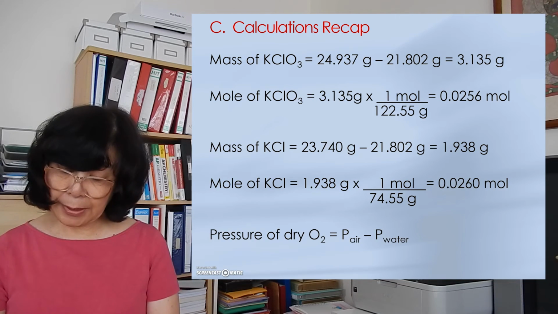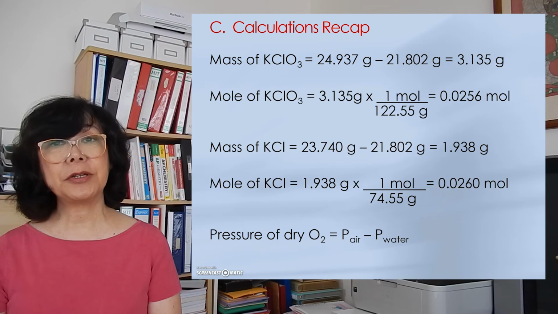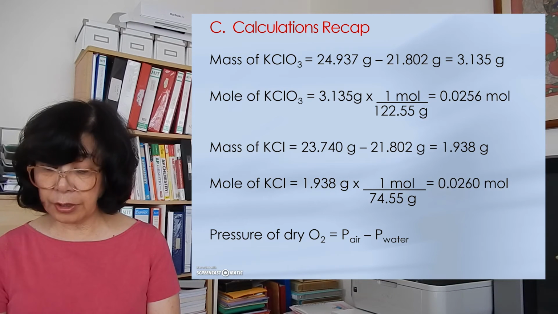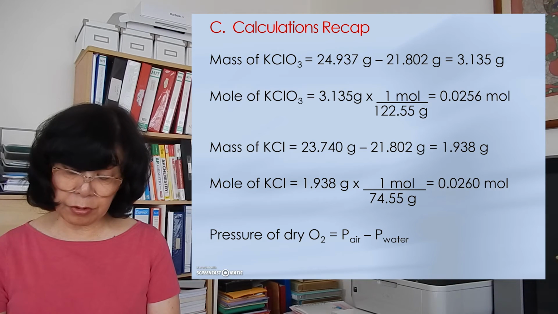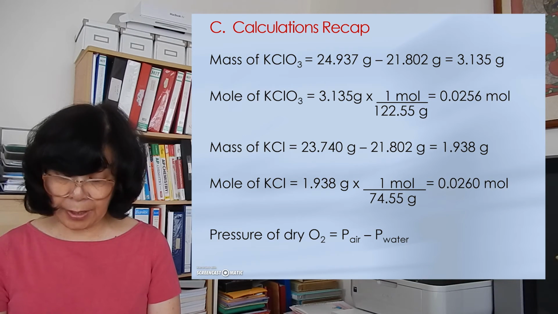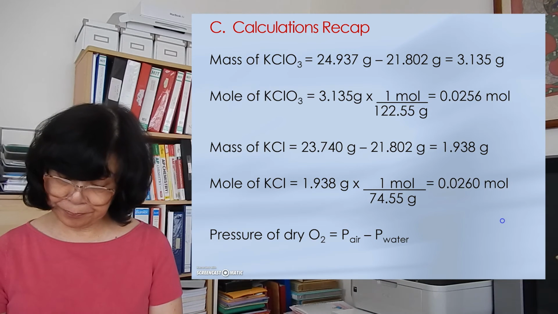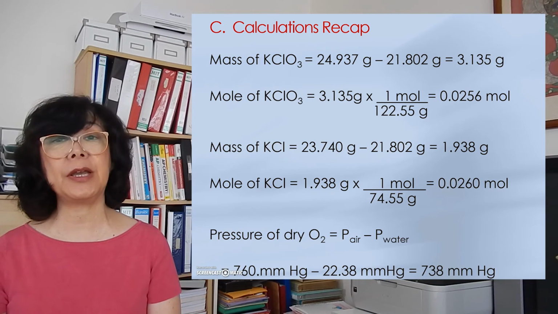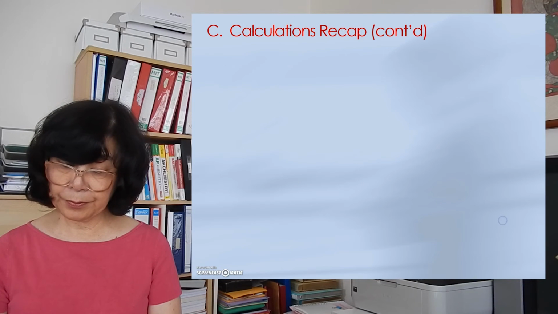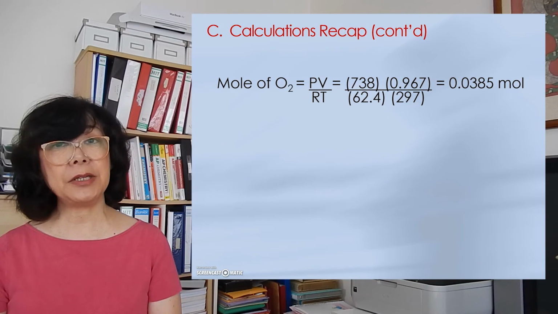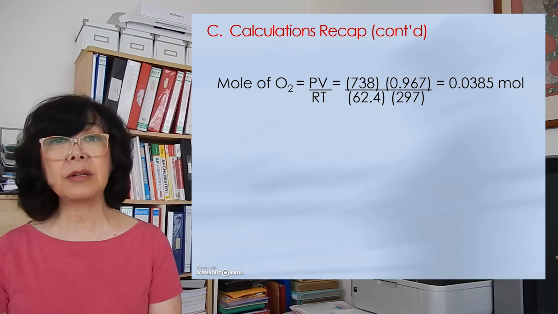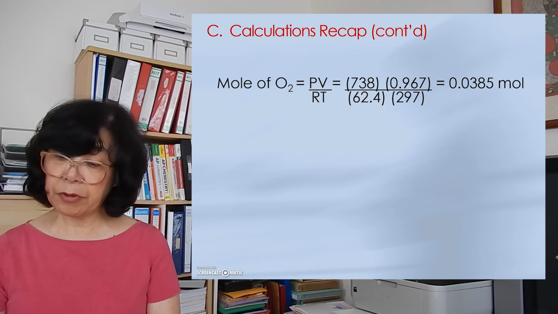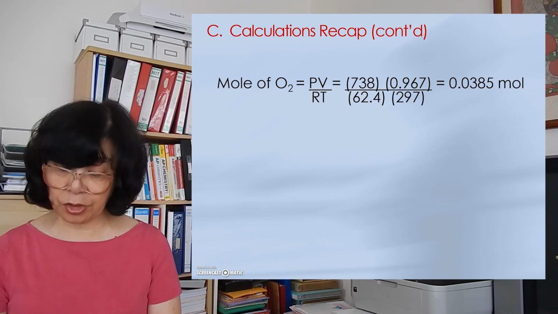Now, because we collect the oxygen gas over water displacement, we must equalize the external air pressure to the internal pressure, and then we must account for the vapor pressure of water. So the pressure of the dry oxygen is equal to the pressure of air minus the vapor pressure of water. That turns out to be 738 millimeters of mercury. Now we can use the ideal gas law to find the moles of oxygen by pressure times volume over R, the ideal gas constant, and temperature. We come up with 0.0385 moles of oxygen.